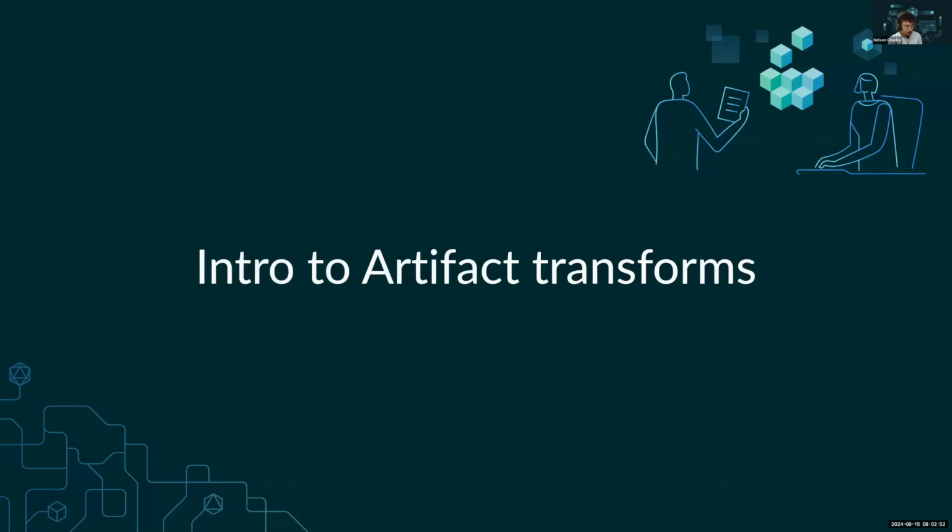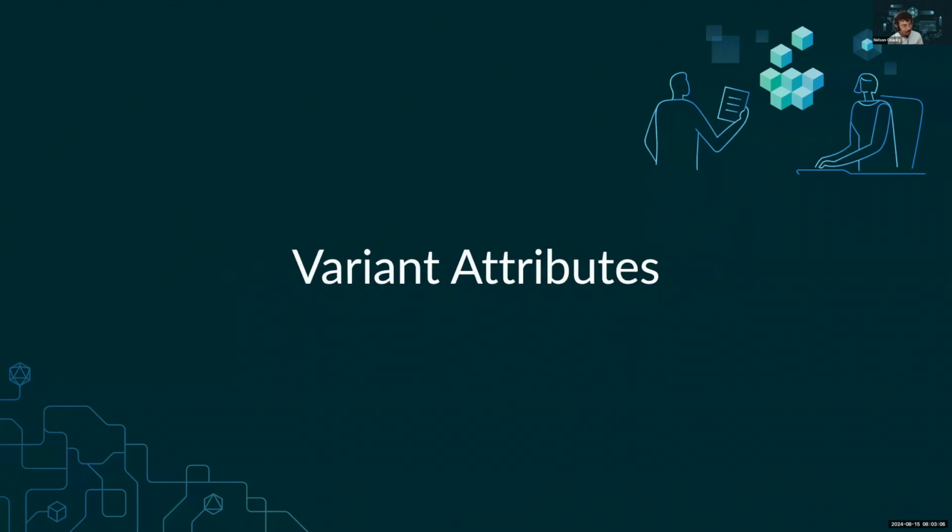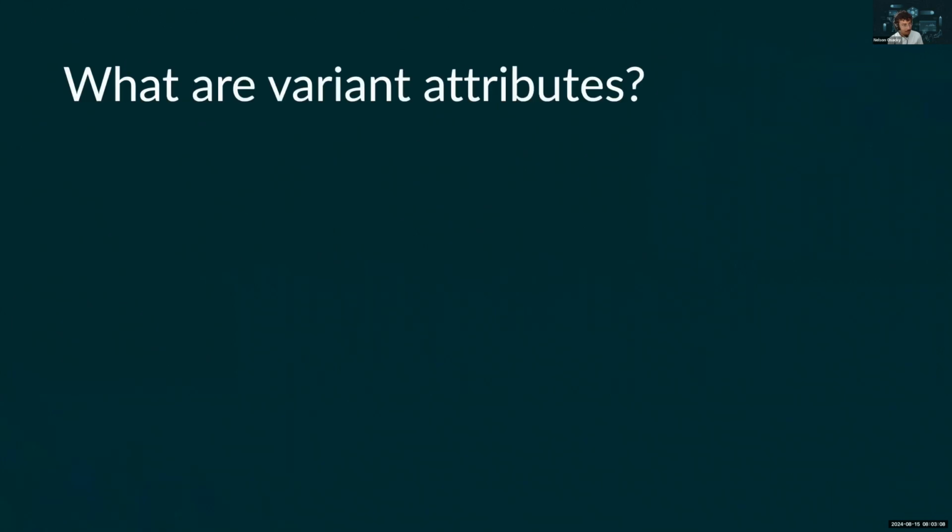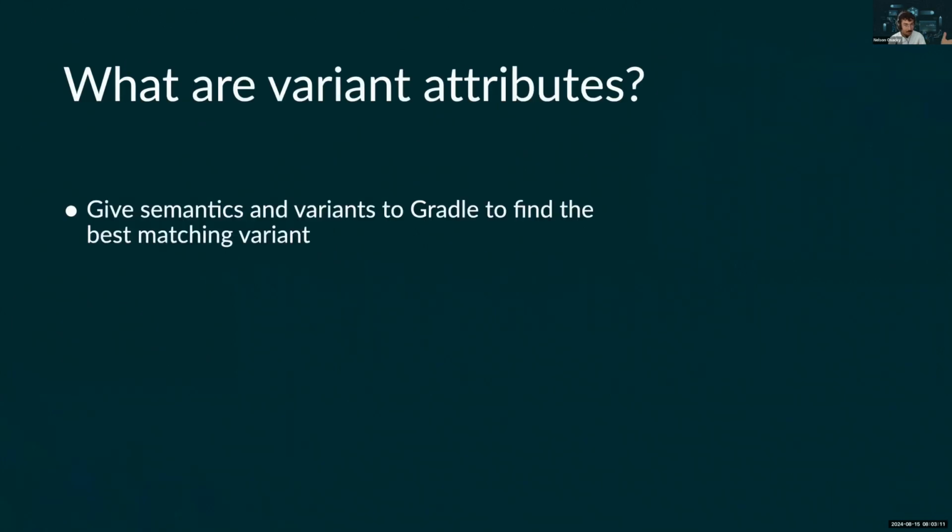Before we start talking about what artifact transforms themselves are, we need to back up a second and start with a bit of terminology about Gradle. So let's start talking about variant attributes in the Gradle Build Tool. Variant attributes give semantics to variants so Gradle can find the best matching variant of a dependency. Every dependency has attributes. There are default attributes and also custom attributes that you can add to dependencies.